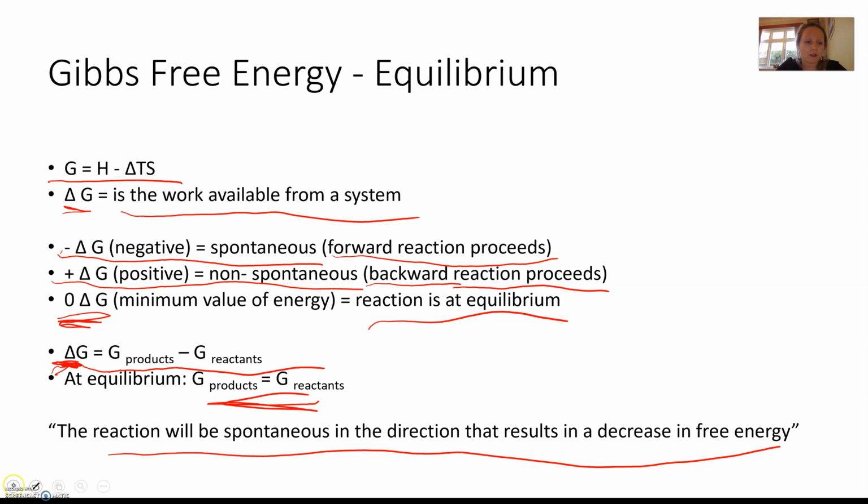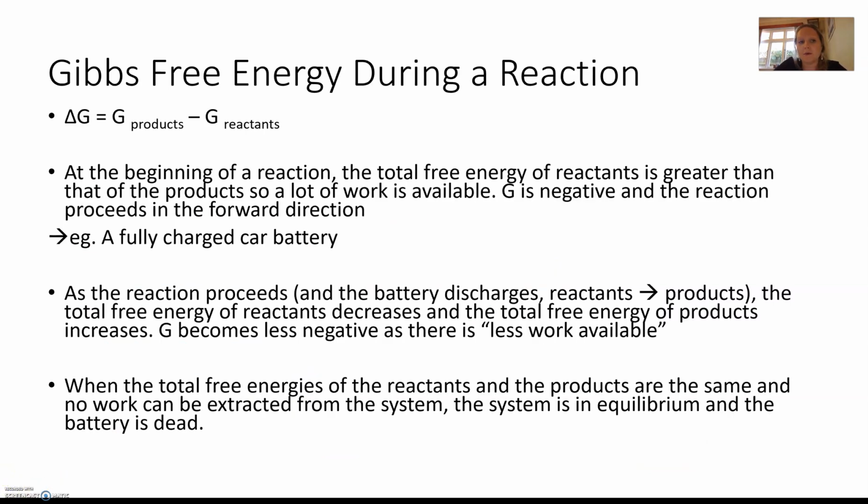So let's have a wee look. Here's an example of Gibbs free energy during a reaction. Gibbs free energy is the G of the products minus the G of the reactants. You have to imagine that at the beginning of a reaction, the total free energy of the reactants is greater than that of the products, and so lots of work is available. This value is bigger than the products, and that's why G is negative and the reaction proceeds, because the reactants have a lot more free energy.